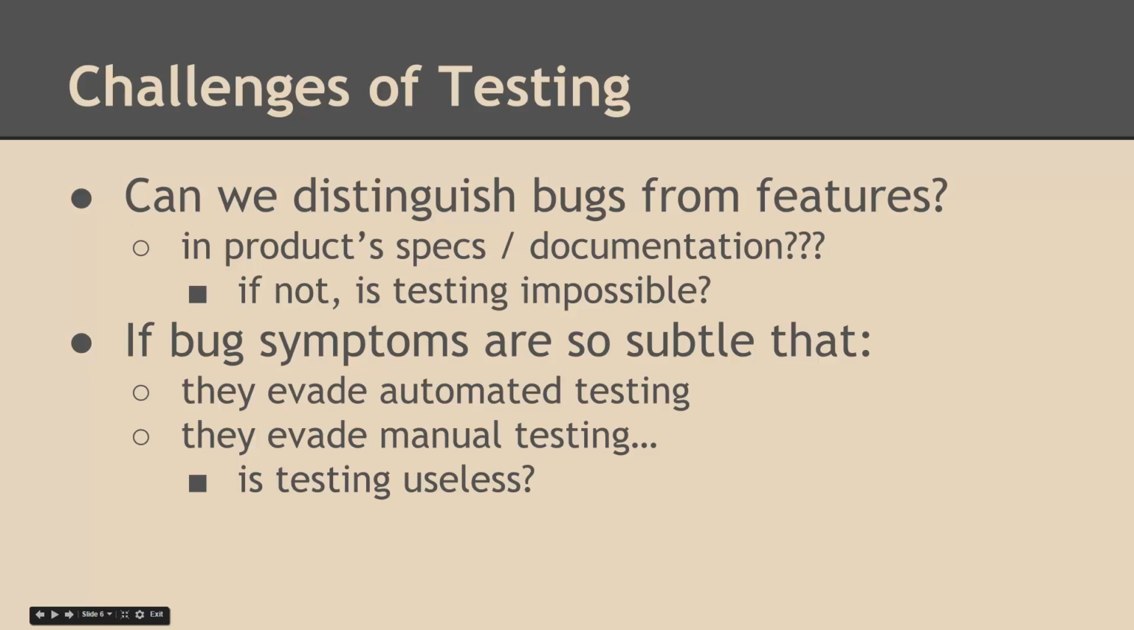And it's another problem if you can't distinguish bugs from features. If it's something that seems like a bug but appears to be in the specs, maybe it's baked into the specs or standard. That is an entirely different challenge in itself. Next, if the bug symptoms are so subtle that they evade automated testing or even manual testing, is testing useless?